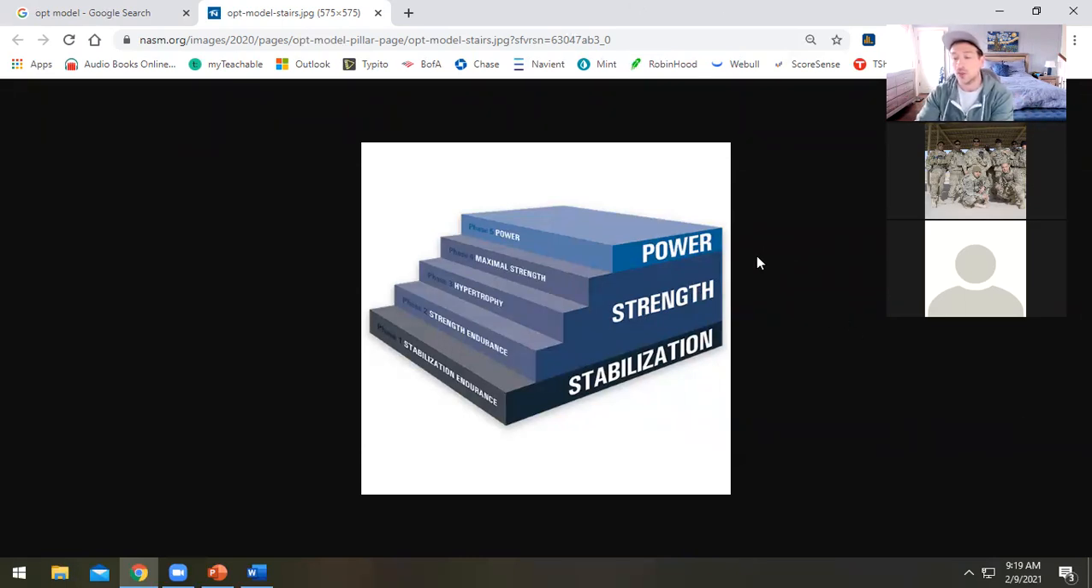So those are our three, we call those the levels of the OPT model. These are what determine your exercise selection, okay? So Cody, Andres, Kenny, this is how we pick different versions of exercise. We base it on what level they are in. So there's level 1, which is stabilization, level 2, which is strength, level 3, which is power.